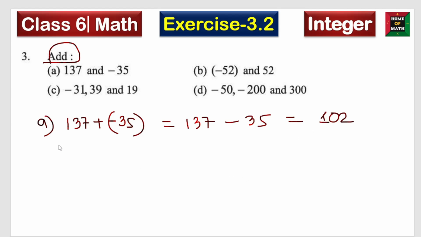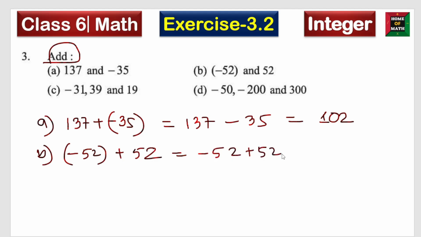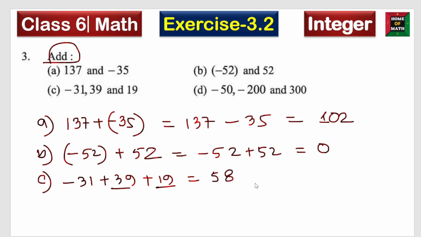Simple subtraction. Number B, minus 52, then plus 52, right? So minus 52, then plus 52, it should be 0. Number C, minus 31, then plus 39, then plus 19. So 39 plus 19, it should be 58, right? And then minus 31. So 8 minus 1 is 7, 5 minus 3 is 2, it means 27.